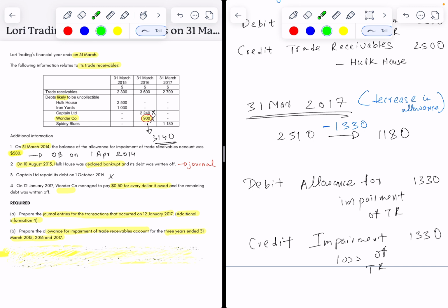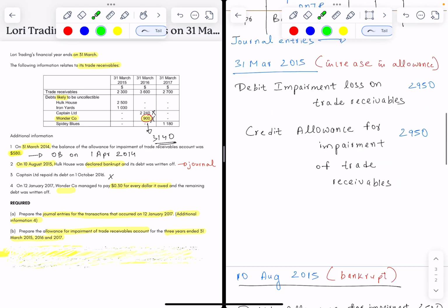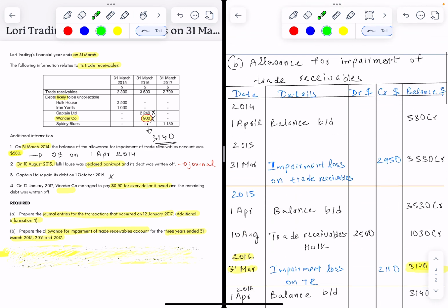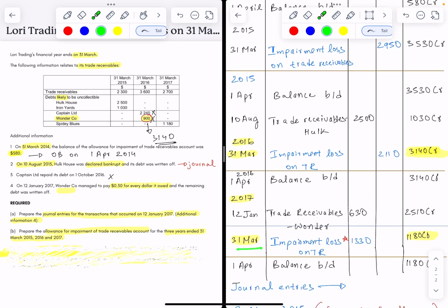So based on this journal entry, 31 March 2017, we understand the allowance for impairment account is debited by 1,330. This means in the ledger account for allowance for impairment of trade receivables, at 31 March 2017, 1,330 is recorded on the debit column, and we will write impairment loss and trade receivables in the details column. So here 1,330 debit gets deducted from 2,510 credit because obviously there's a mismatch in credits and debits, which leaves us with an ending balance of 1,180 credit.